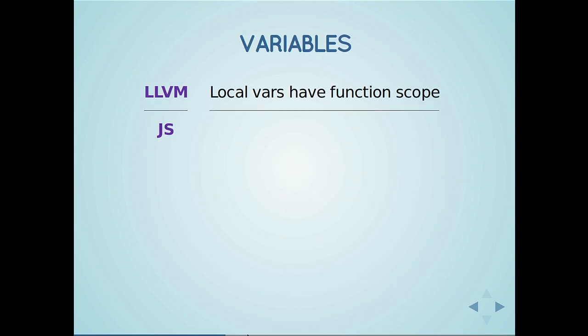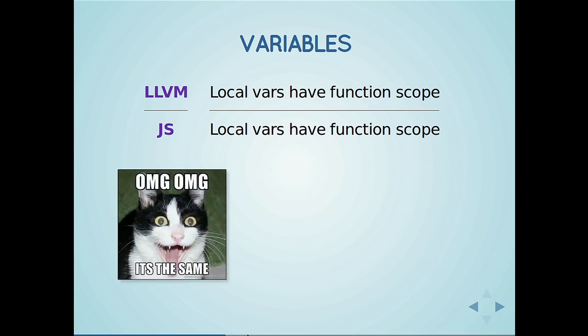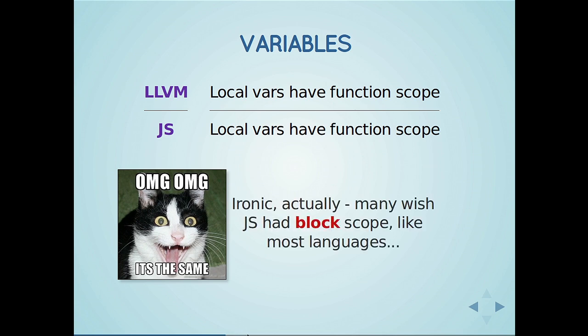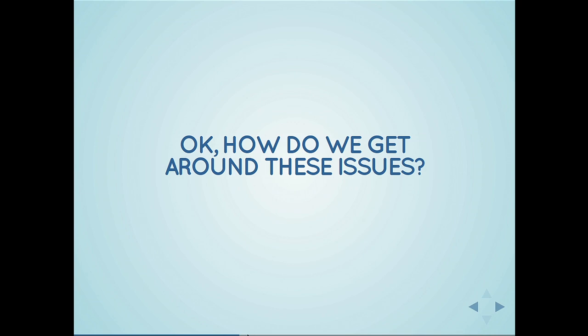Finally, variables. In LLVM, local variables have function scope. If you define a variable in one basic block, it's accessible in other basic blocks in that function. And in JavaScript, it turns out local variables also have function scope. So hooray, we found one thing that is identical between these two languages. That's nice on the one hand, but it's actually ironic. Many people complain that JavaScript made the wrong choice for a scripting language when it decided to do function scope as opposed to block scope, which is what C has, for example. So ironic or not, at least there's one area where there's no challenge in connecting.